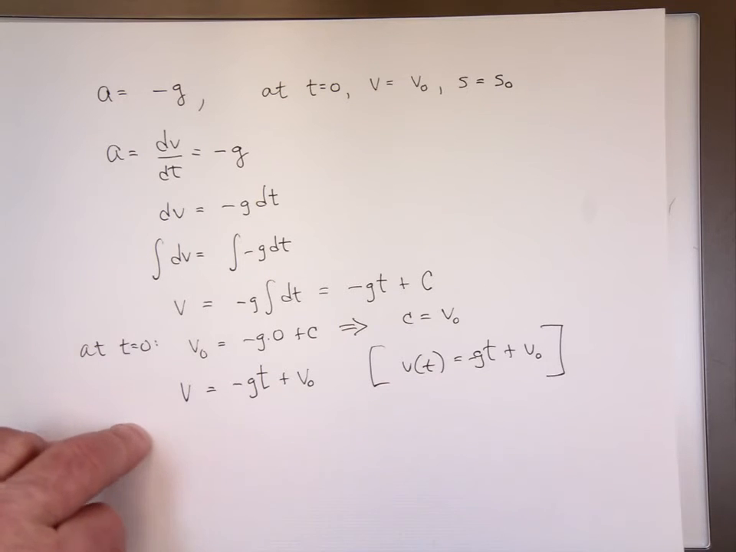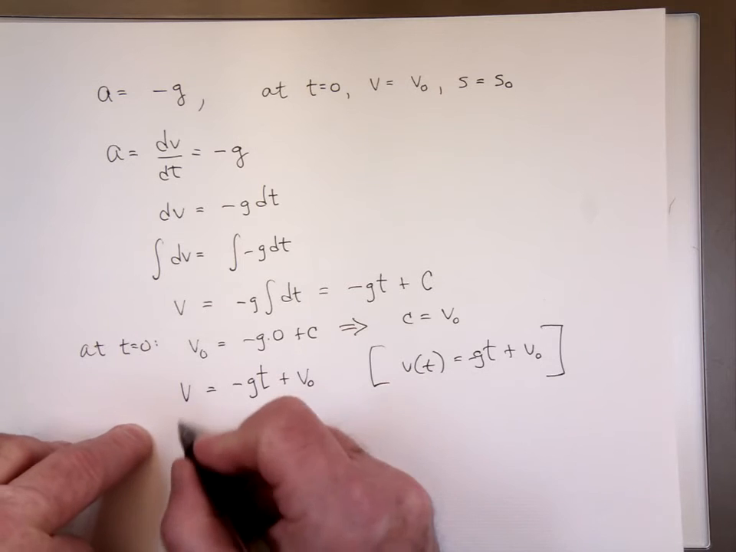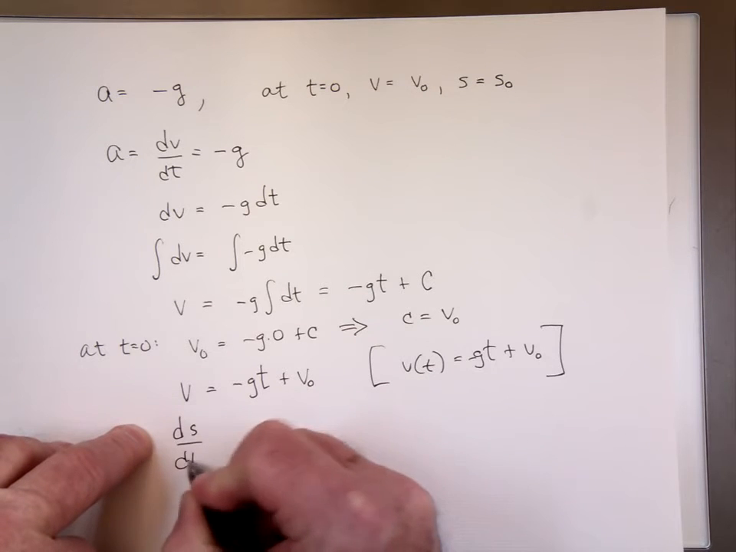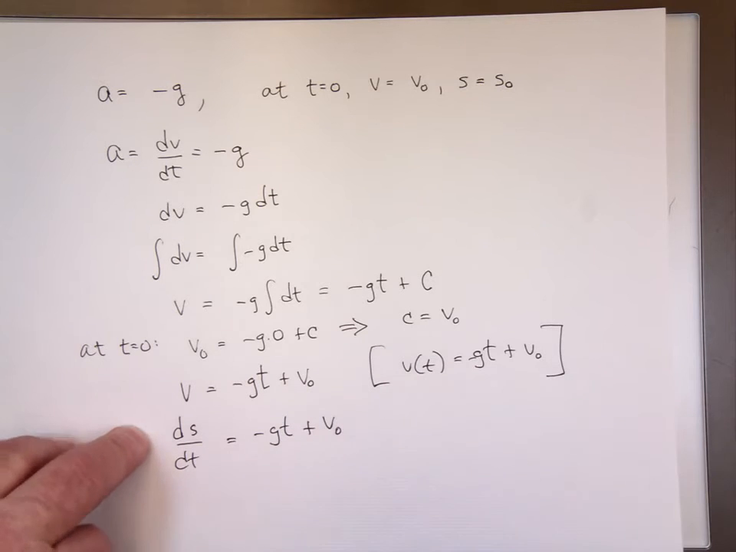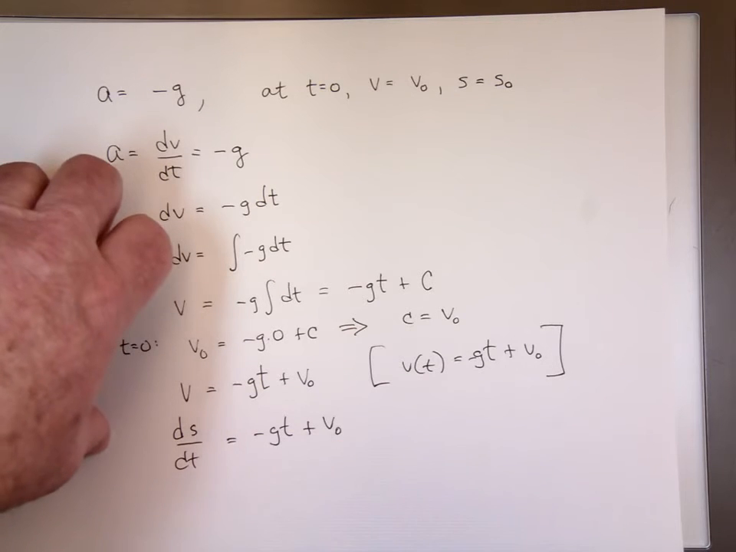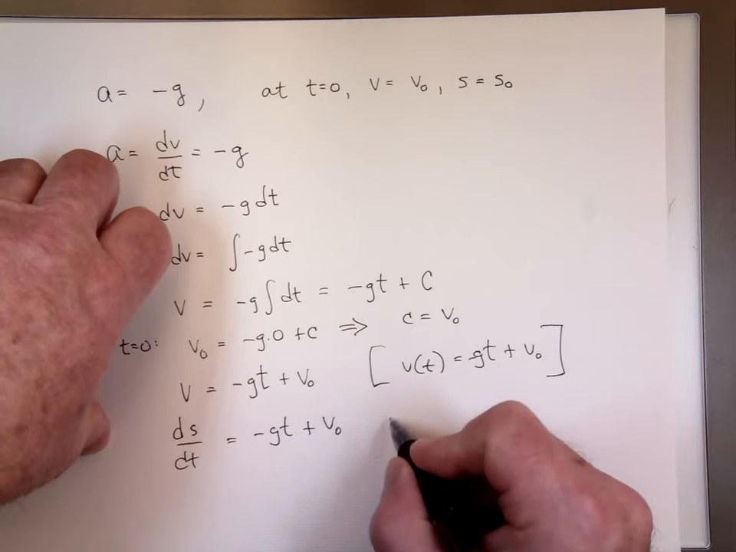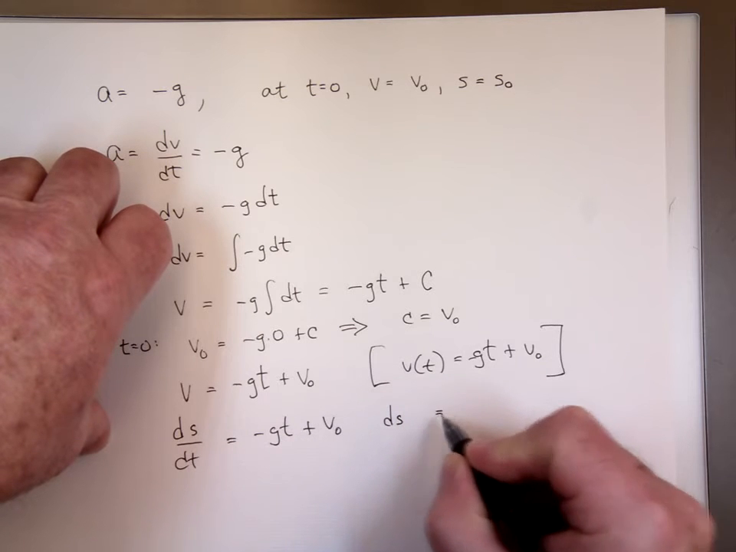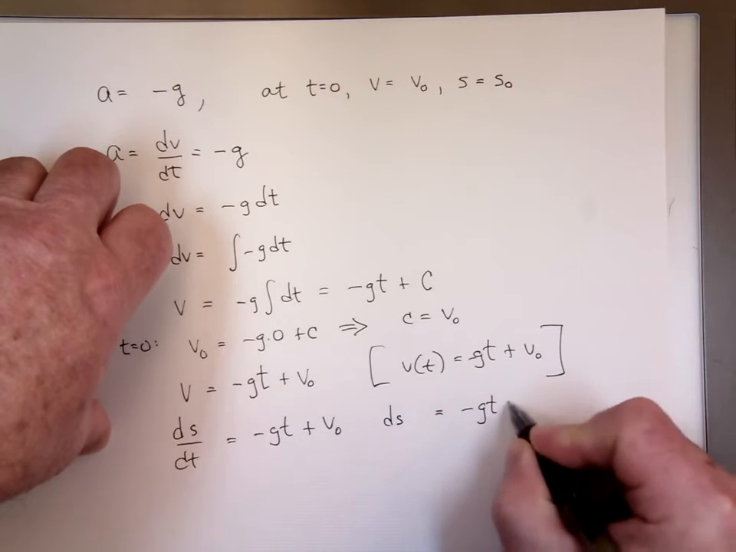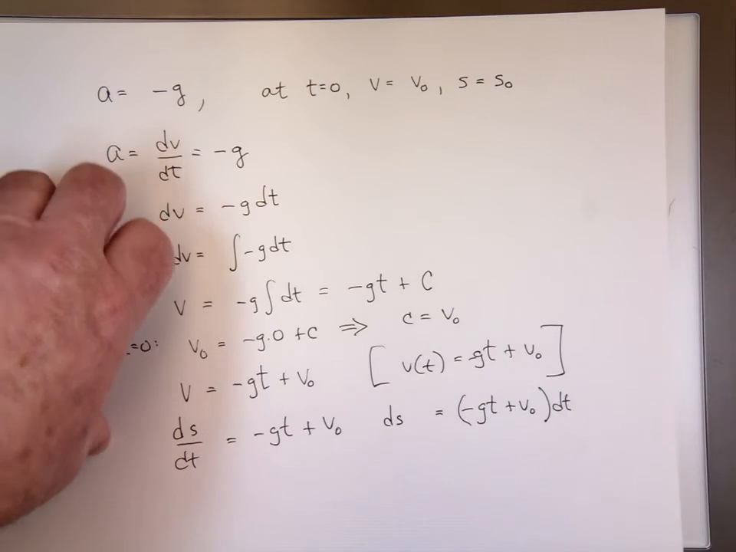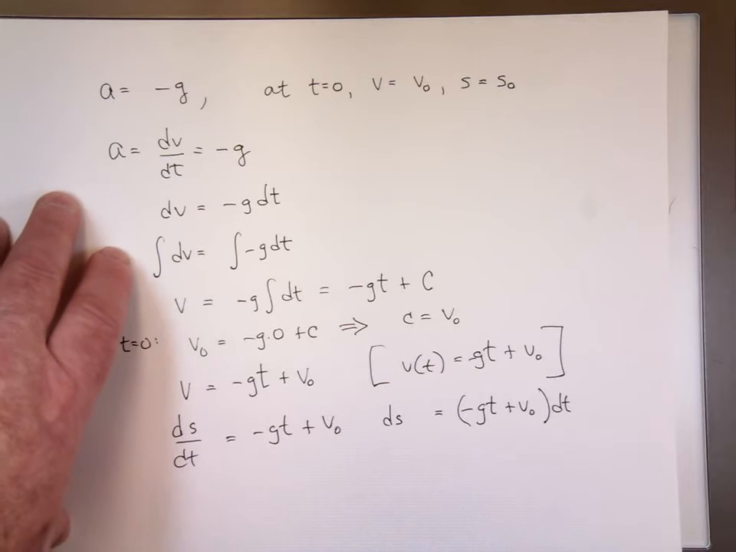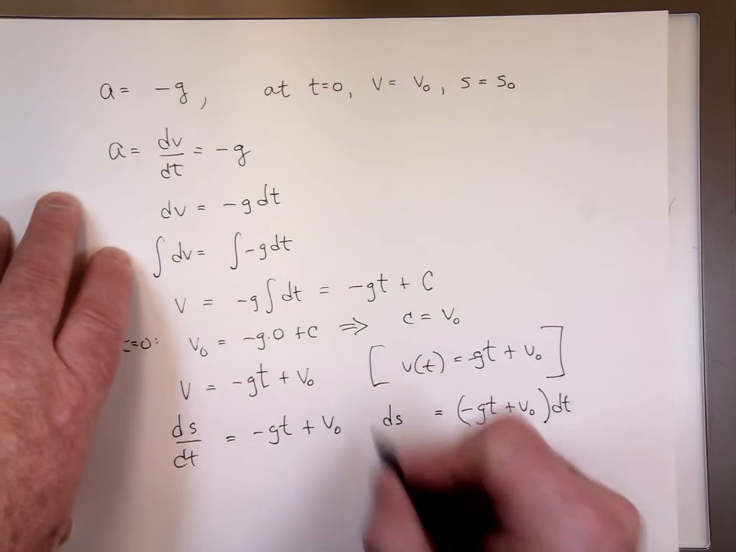Okay. So ds/dt is equal to negative gt plus v sub naught. It's another differential equation. Okay. Separate the variables. Put the dt on the other side. Integrate. Take the antiderivative of each side.